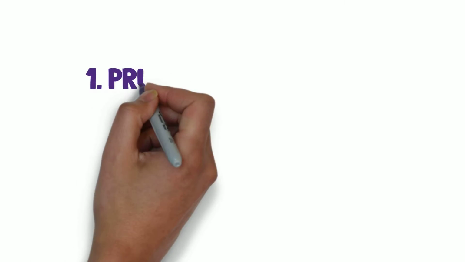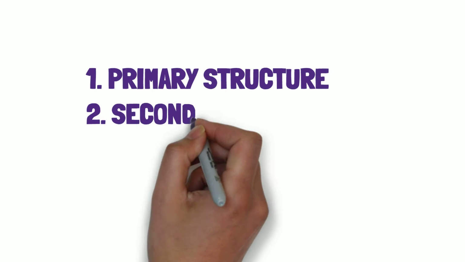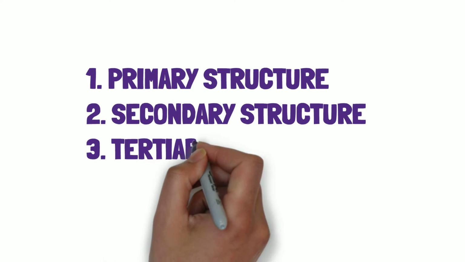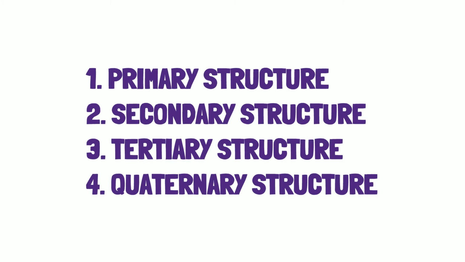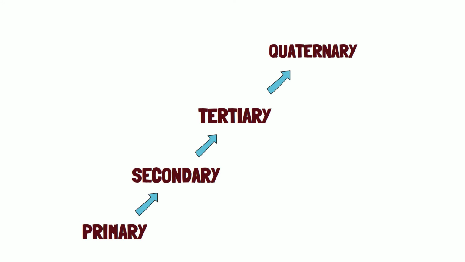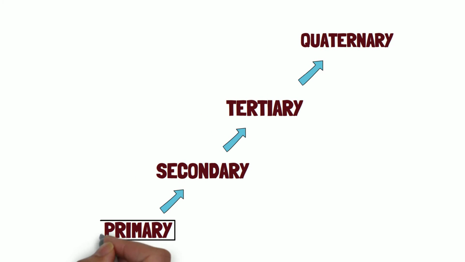The four different levels of protein structure are primary, secondary, tertiary, and quaternary structure. And the complexity of protein structure increases from the primary to the quaternary level. So the primary level of protein structure is the least complex, that is the simplest. And as we move further from level to level, the protein structure becomes more and more complex.